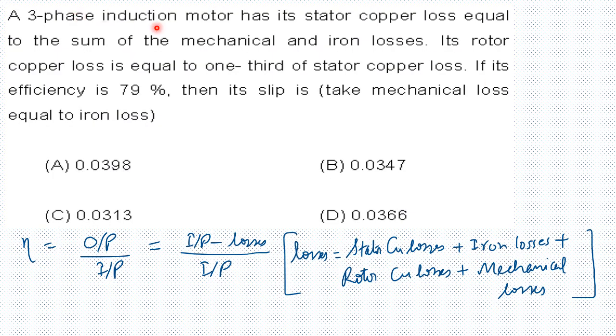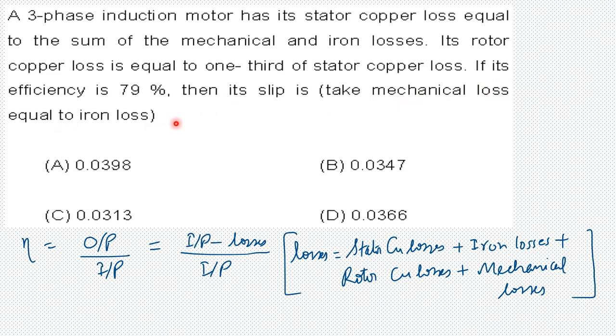And the question is, an induction motor has stator copper losses equal to the sum of mechanical plus iron losses, and its rotor copper losses are 1/3 of the stator copper losses, and its efficiency is given to us as 79%. Then he's asking us to find at what slip this is possible, and to assume that mechanical losses are equal to iron losses.